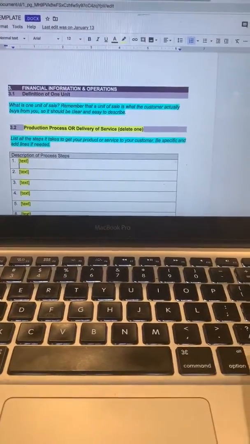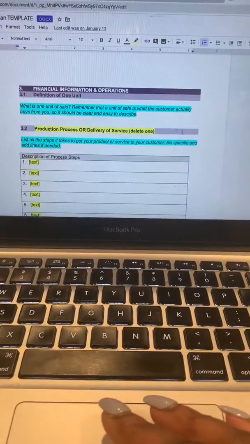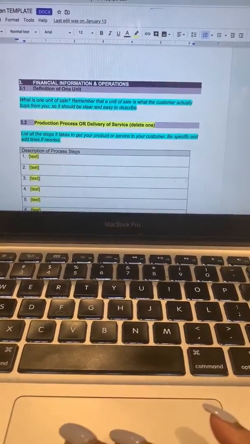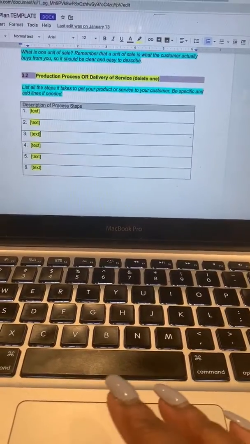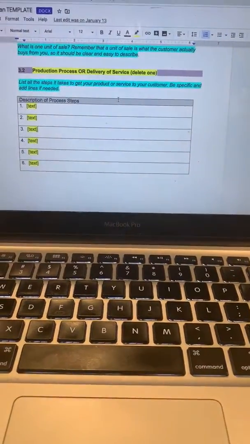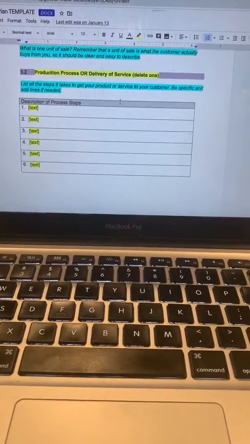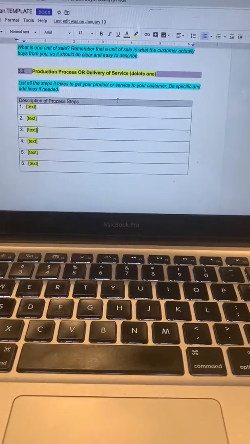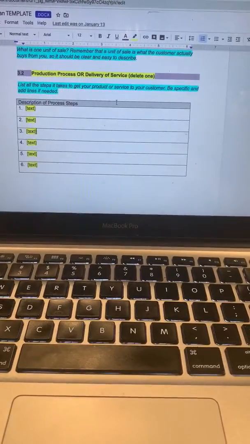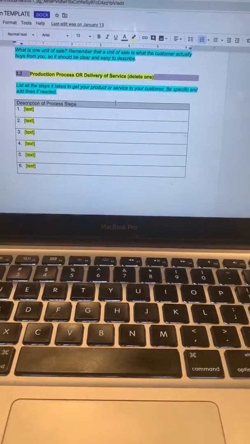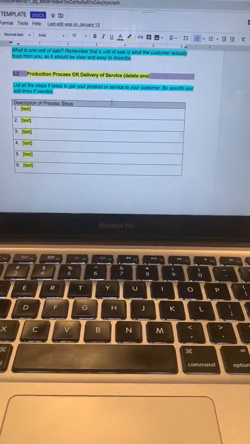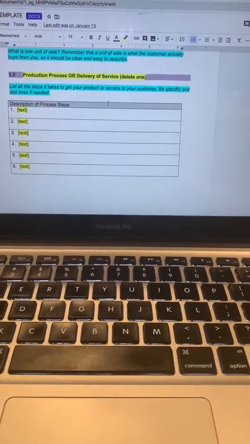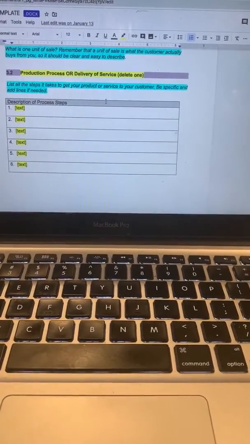In 3.2, you are required to discuss the production process of your product or your service. And that's basically from point A to point B. Point A being you, the producer, manufacturer, retailer, however you described yourself in section 1. From point A to point B being to the customer. What does that process look like?